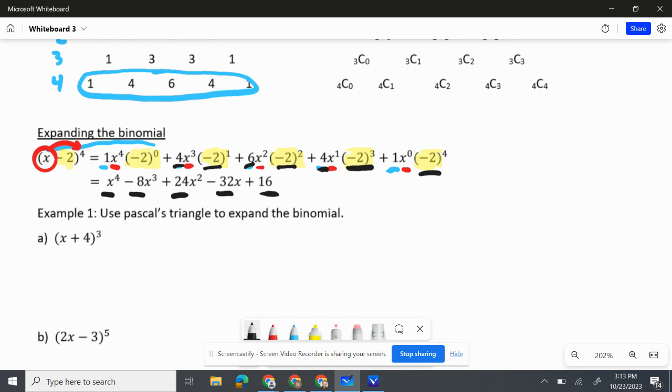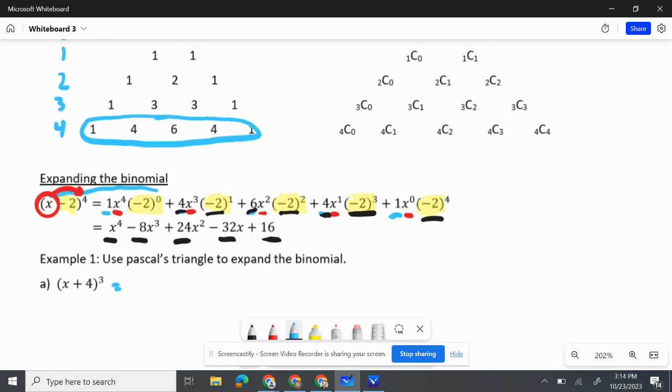For the first one, we have (x + 4) to the third. So I'm going to start off with my Pascal's triangle, and from a degree 3, I'm going to use 1, 3, 3, 1. So 1, 3, 3, 1. Those are the coefficients. Next, I'm going to look at my first term. That would be x to the third. So that's what I start off with, x to the third.